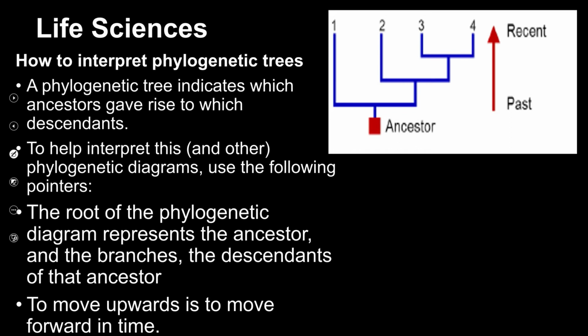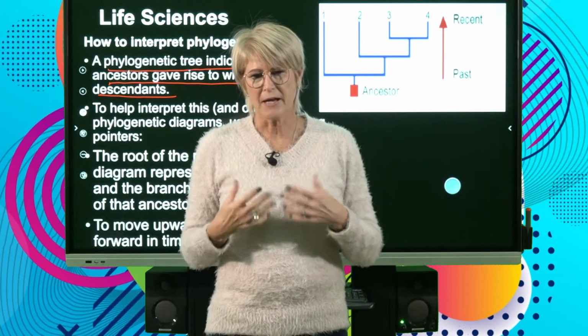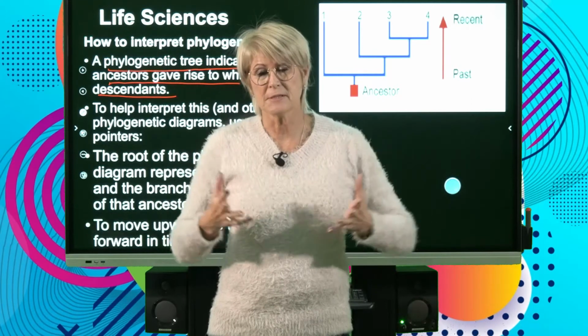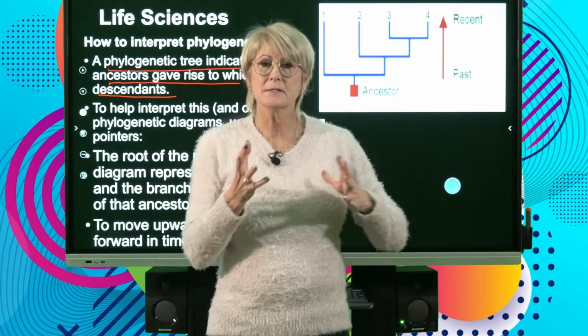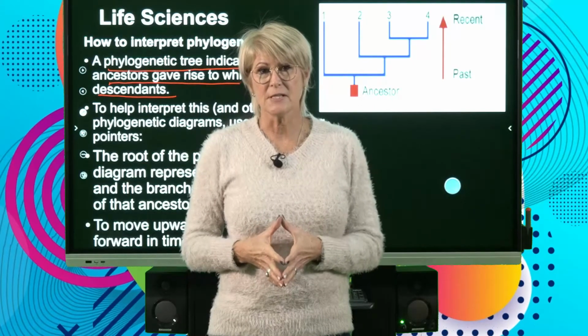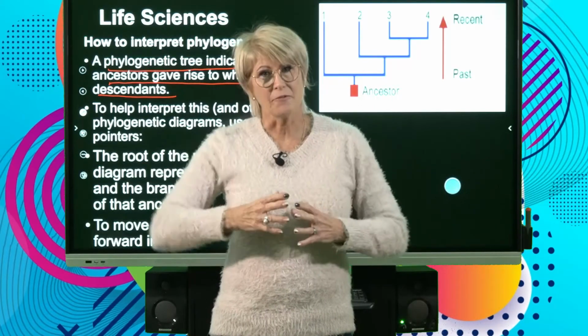All right, so basically we said a phylogenetic tree indicates which ancestors gave rise to which descendants. So it's very important, and it's very much like a family tree, but there we include all sorts of organisms, and we can go back millions and millions of years, and even billions of years to see even back to where life first began.